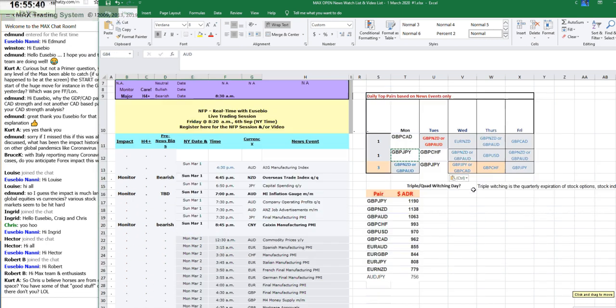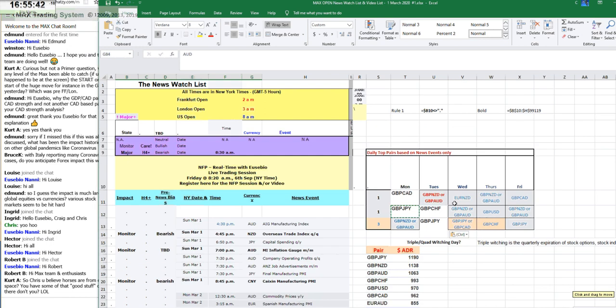So we will have the pound Kiwi or pound Aussie. Yep. Then I would like to take the pound Swiss or pound US dollar. And then the pound CAD.